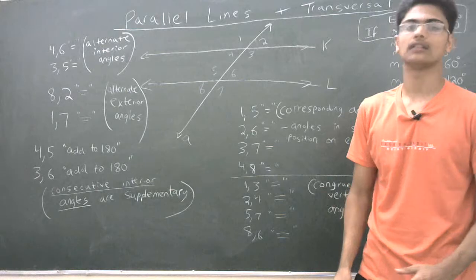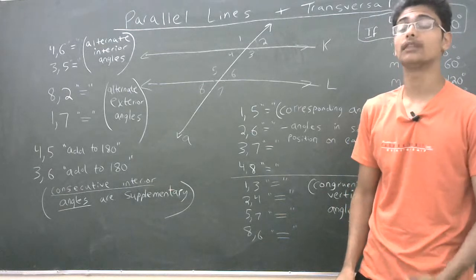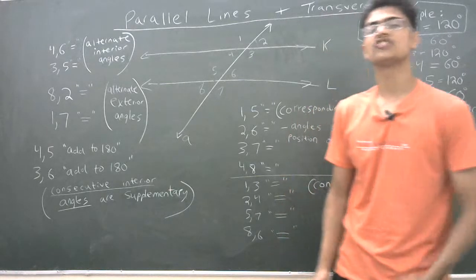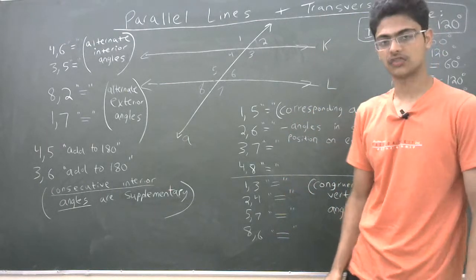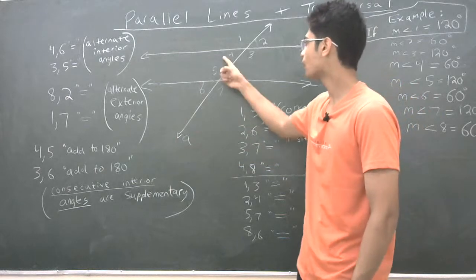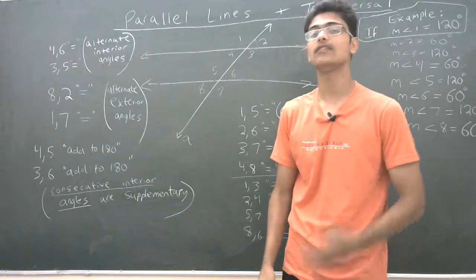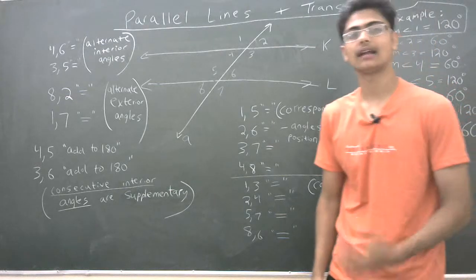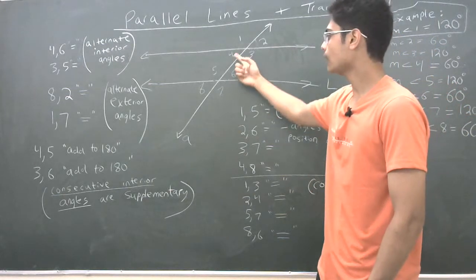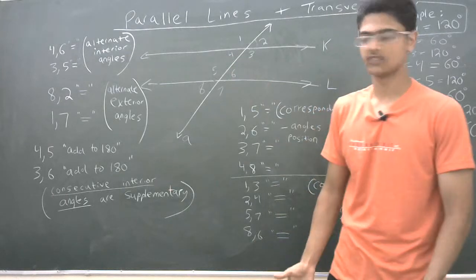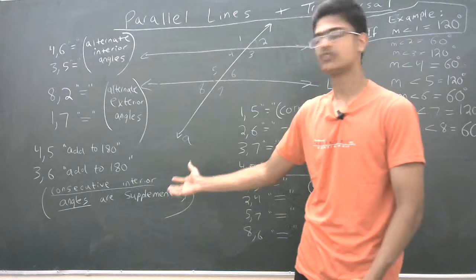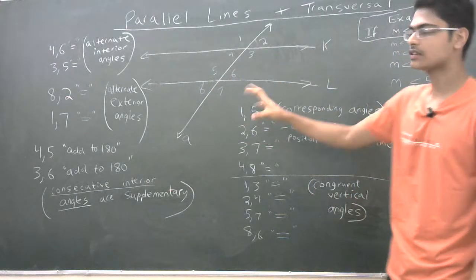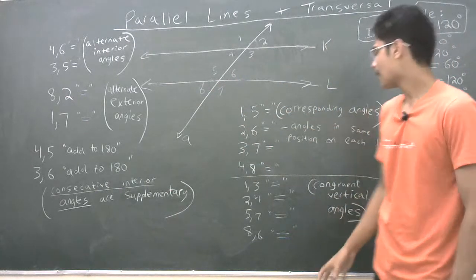Now, there are some angles that are not congruent, but they're supplementary, which, as I said in the previous lesson, are angles that add up to 180 degrees. Angles 4 and 5 are known as consecutive interior angles, and these angles are supplementary, which means that they add up to 180 degrees. So 4 and 5 add up to 180 degrees, therefore these are consecutive interior angles, as well as 3 and 6. So these are some basics that you should know.